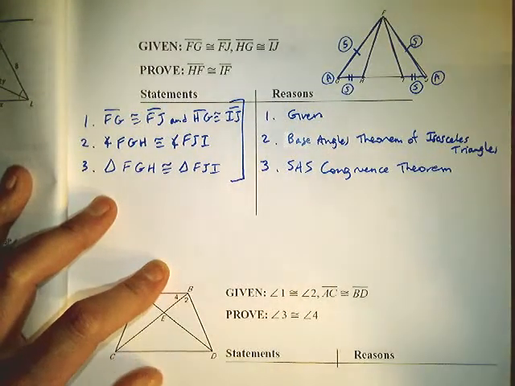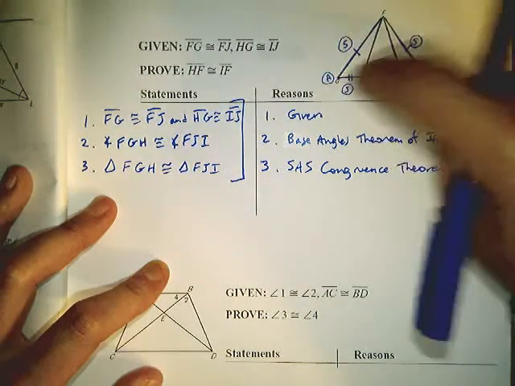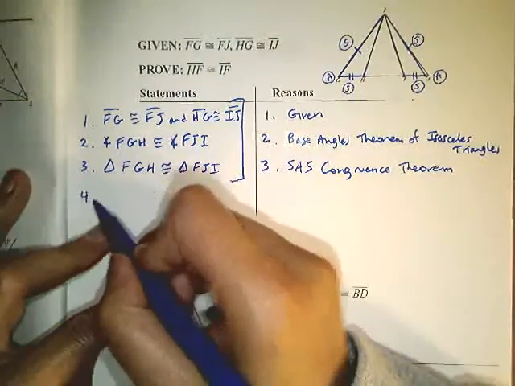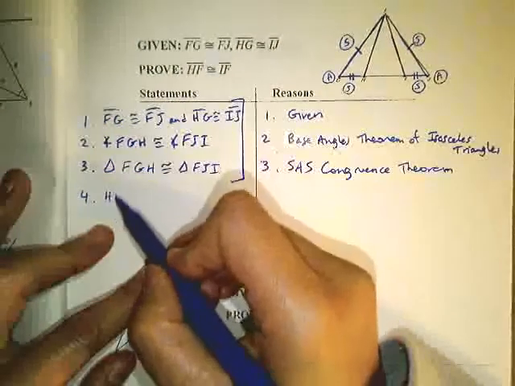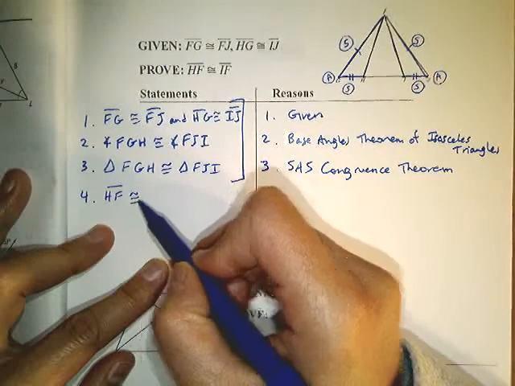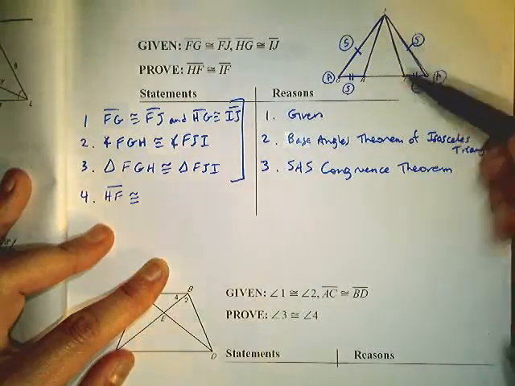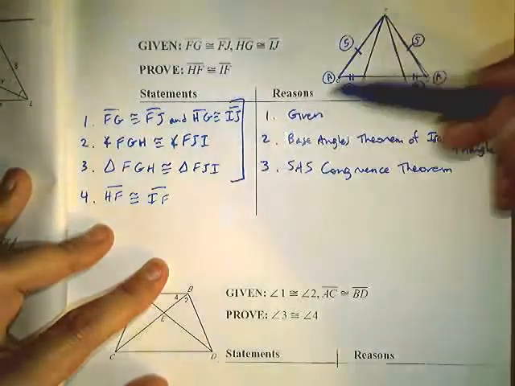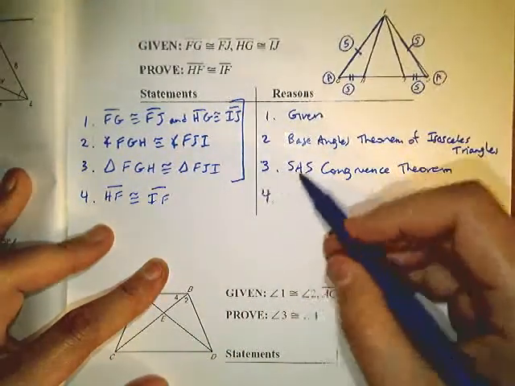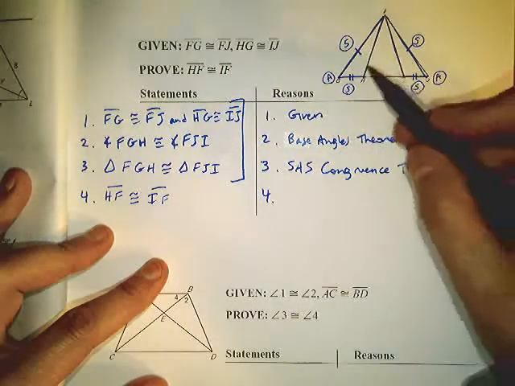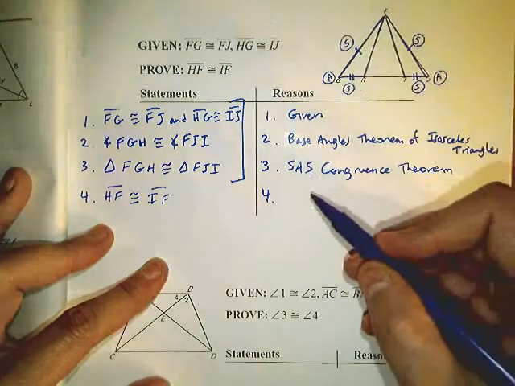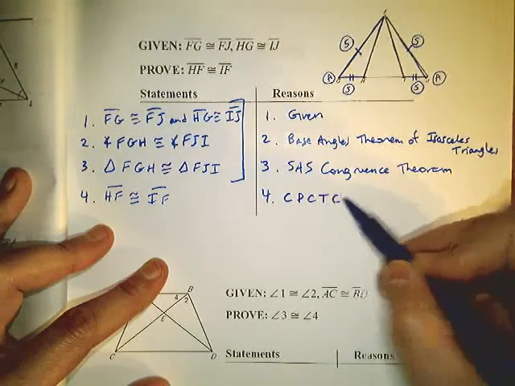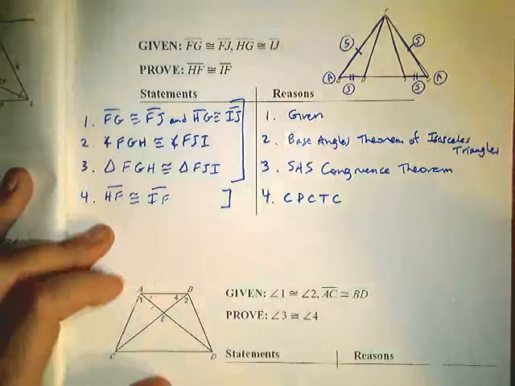Once you know two triangles are congruent, then any sides or any angles that are in corresponding positions would then have to be congruent. So since HF is a corresponding side with IF, and I already established on step 3 that the two triangles are congruent, then now I can say that these two parts that correspond would then also have to be congruent by the corresponding parts of congruent triangles are congruent. Phase 2.